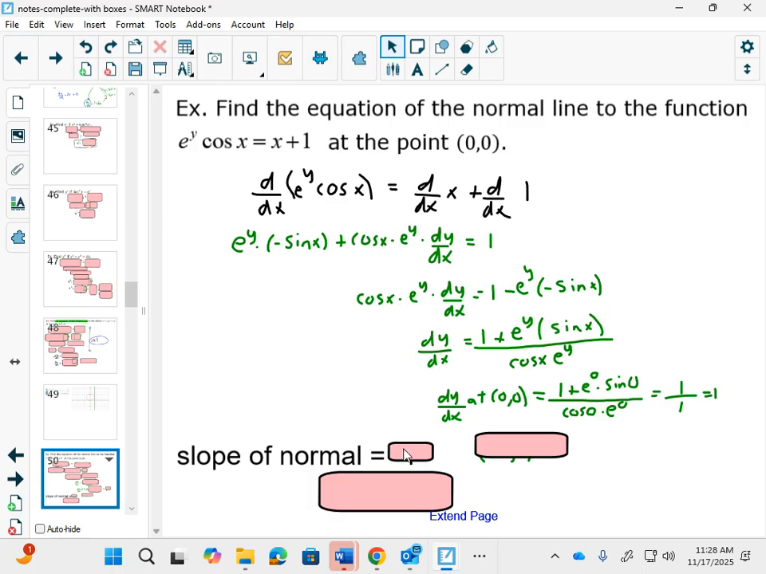Which means the slope of your normal is 1 over negative 1. And you have your point. So you can get your equation of your line.